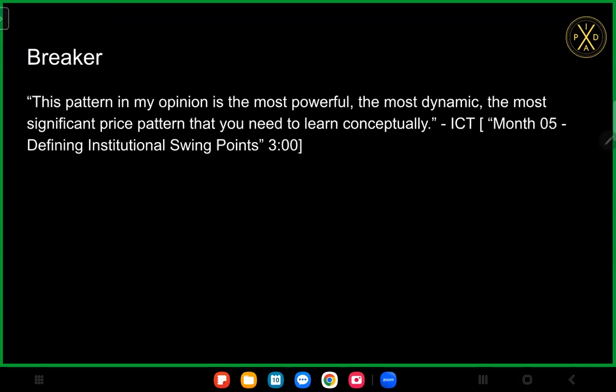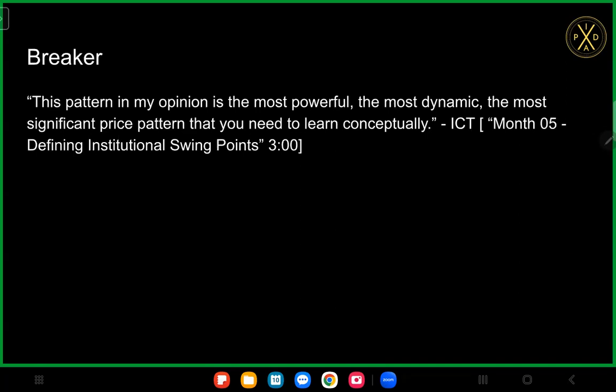So the next way that price turns around is via the breaker, right? So this is straight from ICT himself. ICT says that this breaker, or this pattern of the breaker, is, in my opinion, the most powerful, the most dynamic, the most significant price pattern that you need to learn conceptually. And he talks about this in month 5, defining institutional swing points. And you can find this exact quote at that 3-minute mark, right?